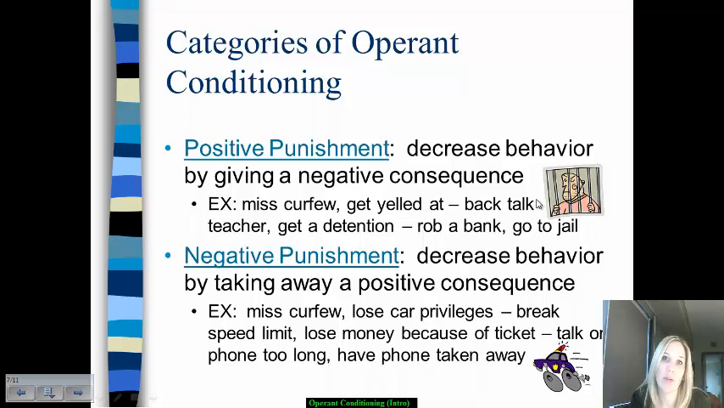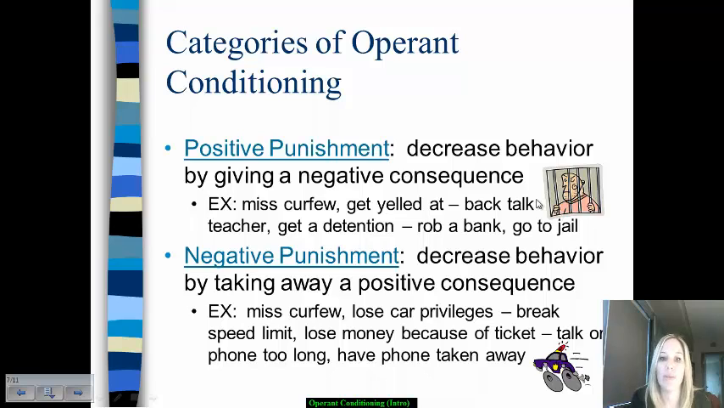Negative punishment, on the other hand, you're still attempting to decrease the behavior because it is a punishment, but you are taking away or removing or subtracting, hence the negative, a positive consequence. Okay, and I told you this stuff was going to get kind of confusing. So let's say, again, we use the example of missing curfew, but instead of getting yelled at, what happens in negative punishment is they remove your car privileges. Okay, you lose the ability to drive yourself anywhere. Okay, so you're taking away a positive.